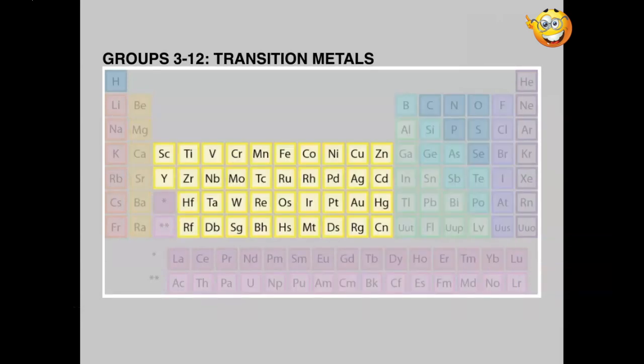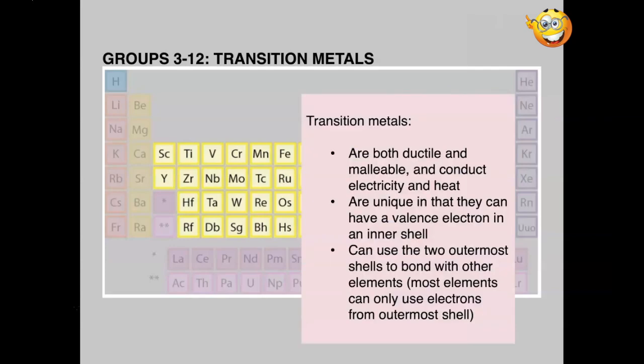So from groups 3 to 12, that's in the yellow there, they are called transition metals. So transition metals are both ductile and malleable and conduct electricity and heat. They are unique in that they can have a valence electron in an inner shell, not just the outer shell, whereas other elements can only have it in the outer shell. They can use the 2 outermost shells to bond with other elements. So like I said before, most elements can only use electrons from the outermost shell.